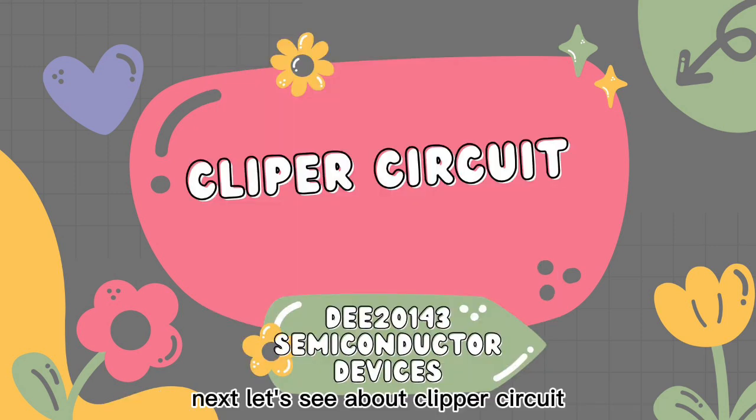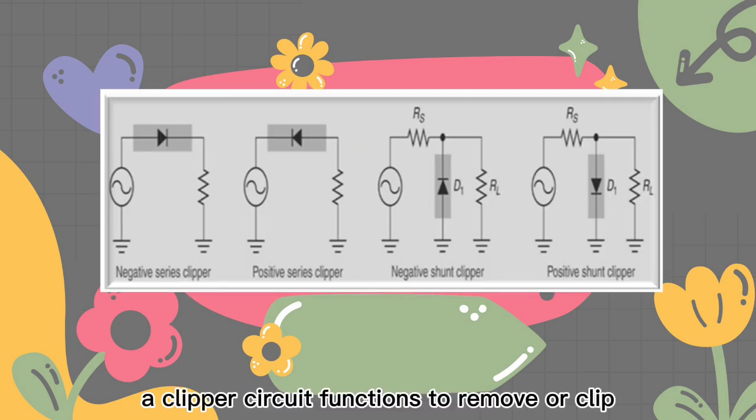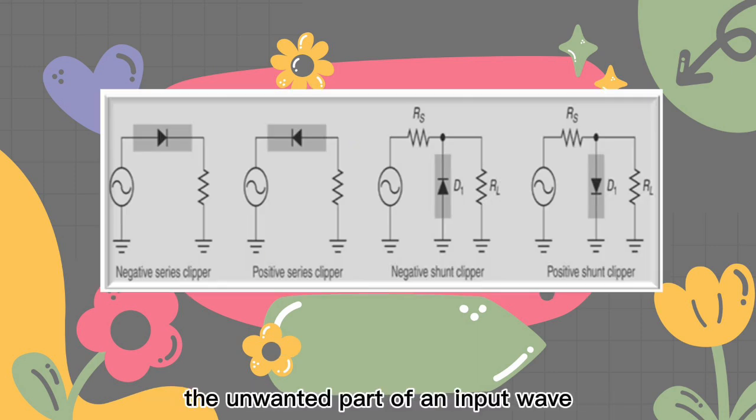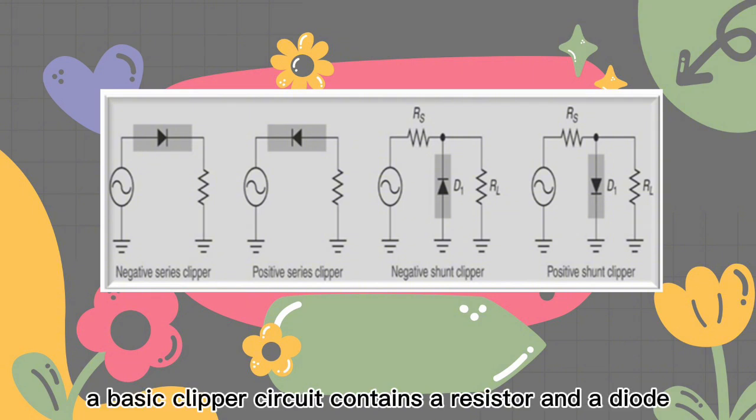Next, let's see the clipper circuit. A clipper circuit functions to remove or clip the unwanted part of an input wave in a circuit. A basic clipper circuit contains a resistor and a diode.